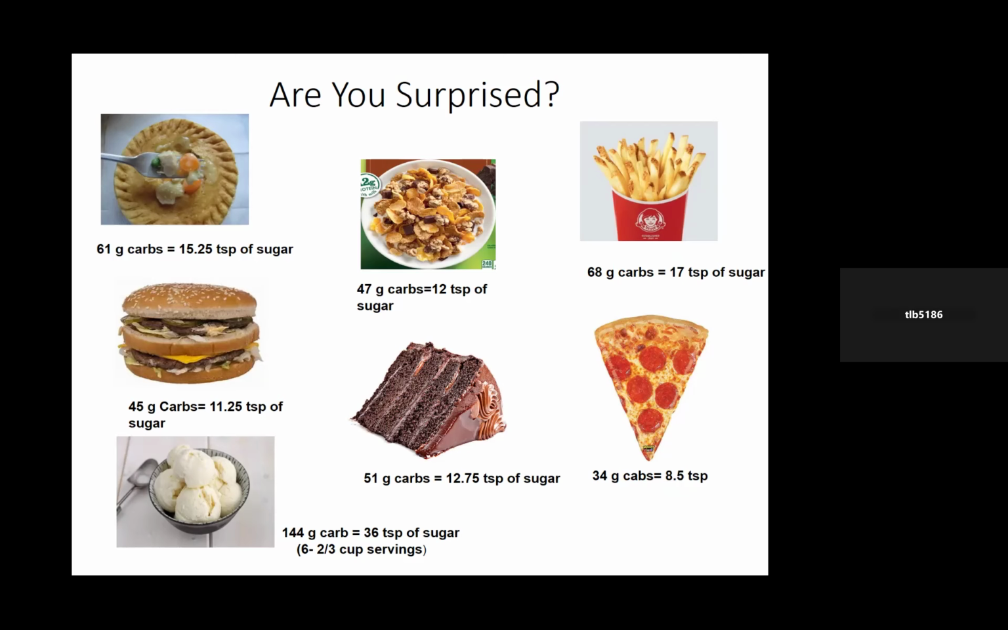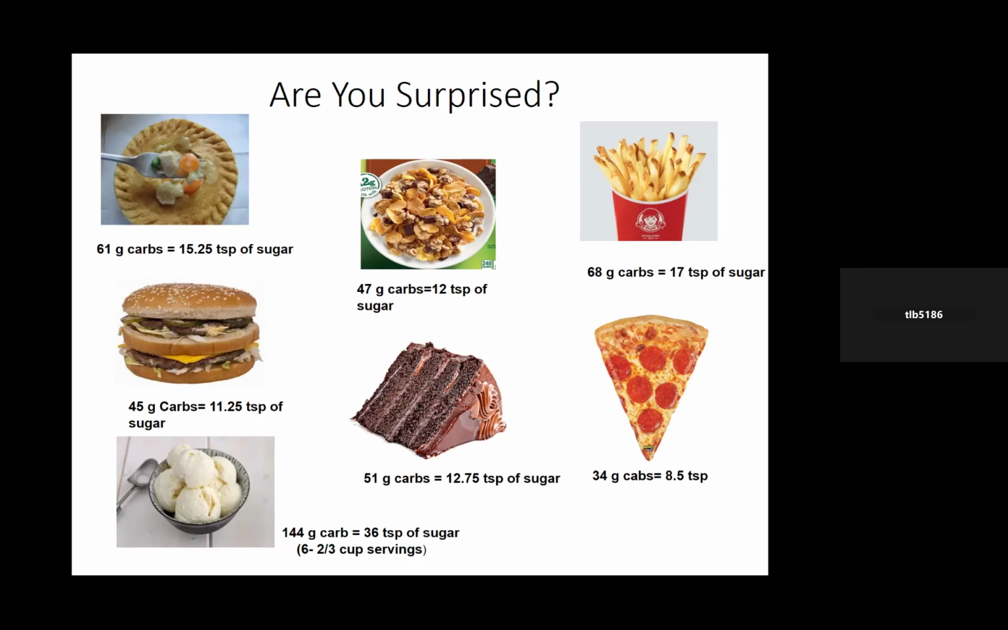1 medium order of French fries, whether it's Burger King, Wendy's, or McDonald's, is generally about 68 grams of carbs or higher, which is 17 teaspoons of sugar. 1 Big Mac, 45 grams of carbs, 11¼ teaspoons of sugar. 1 slice of Sara Lee chocolate cake has 51 grams of carbs, 12¾ teaspoons of sugar. 1 slice of thin crust Pizza Hut pepperoni pizza has 34 grams of carbs, 8.5 teaspoons of sugar. And here's where everybody gets blown away.